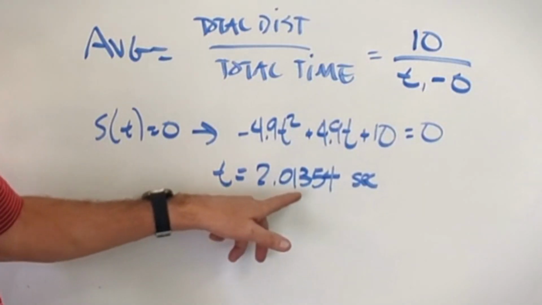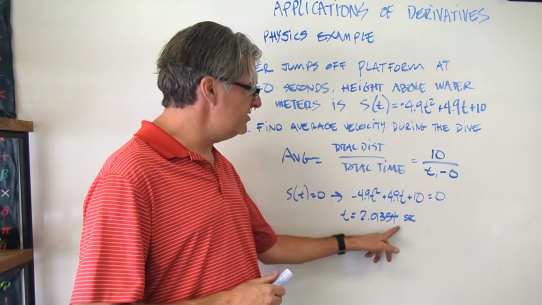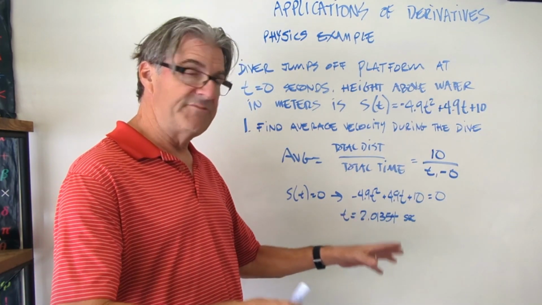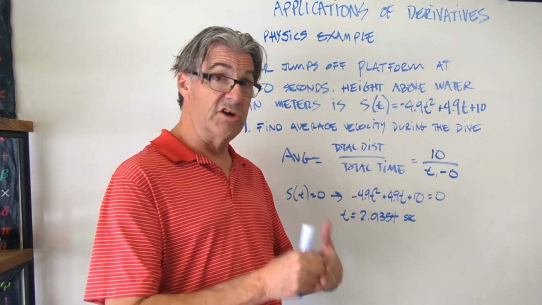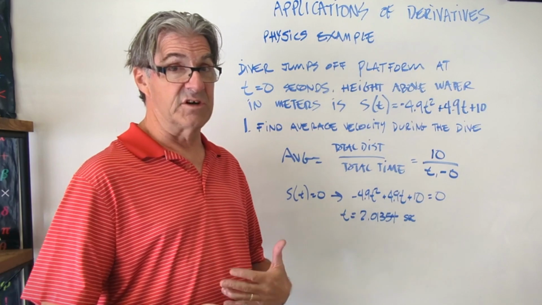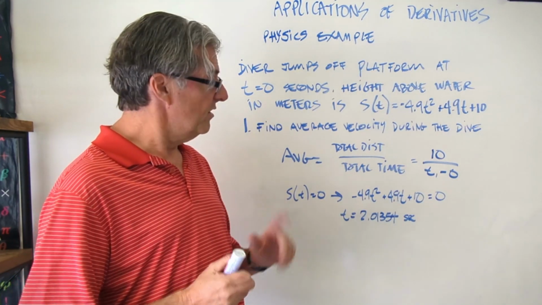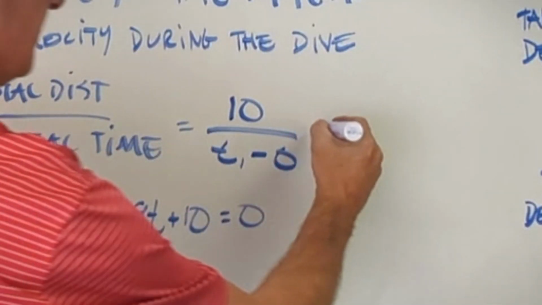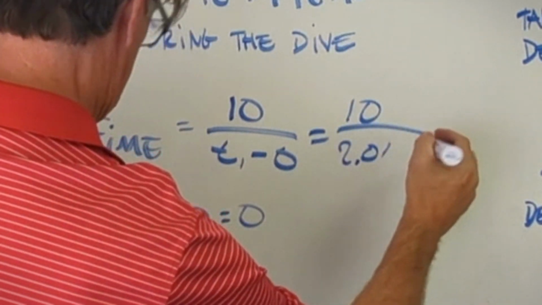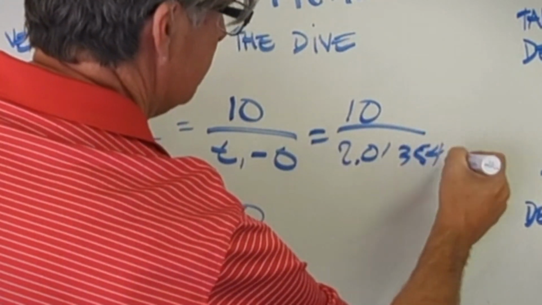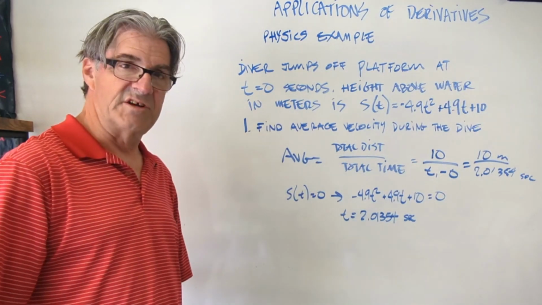T equals 2.01354 seconds. Now, quick word of advice. Carry a bunch of decimals along here. Sometimes the extra decimals have a large influence on the ultimate answer. So in these problems, it's a good idea to carry a bunch of decimals. So here's what happens, this becomes 10 over 2.01354 seconds. So it's 10 meters over that many seconds. So go ahead, pause the video, do that calculation, come on back.